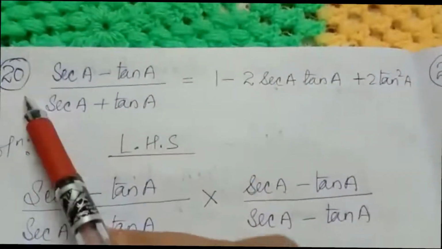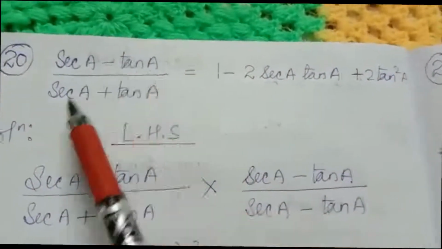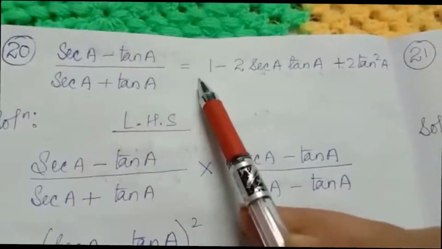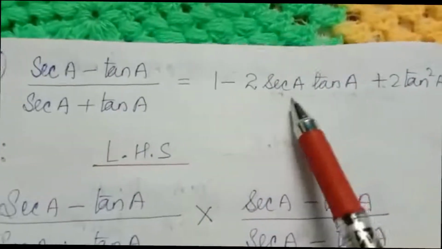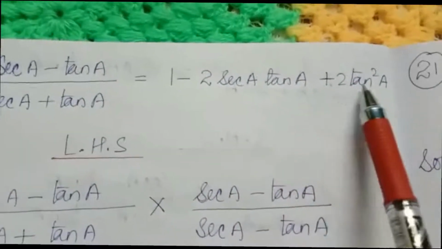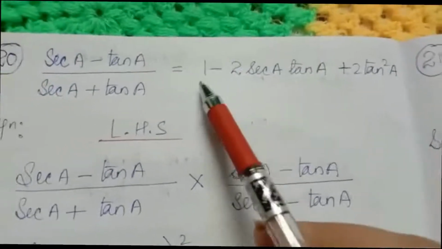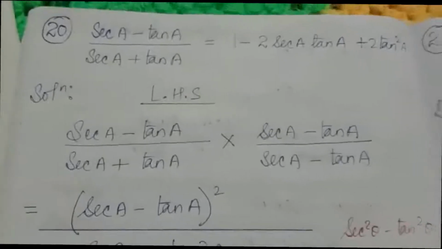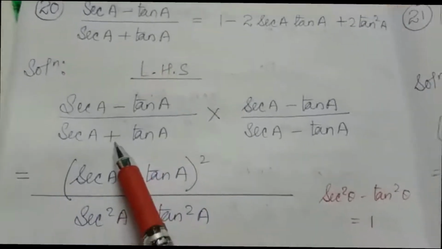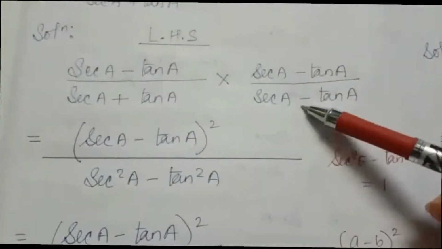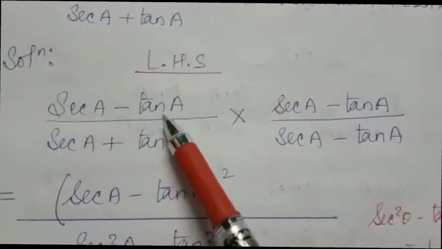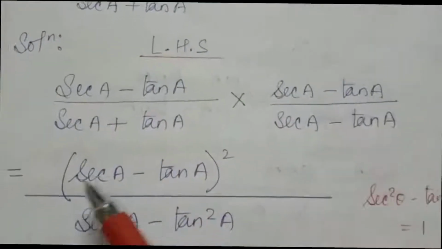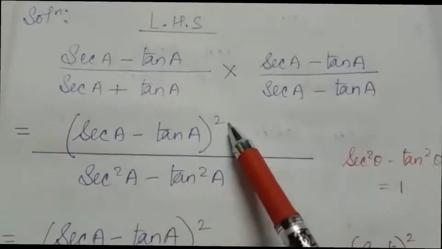Now question number 20. Sec A minus tan A divided by sec A plus tan A is equal to 1 minus 2 sec A tan A plus 2 tan square A. Again, on the right hand side, we don't have a denominator, so we will do the same process. We will change the sign and multiply numerator and denominator. So sec A minus tan A into sec A minus tan A is sec A minus tan A whole square.